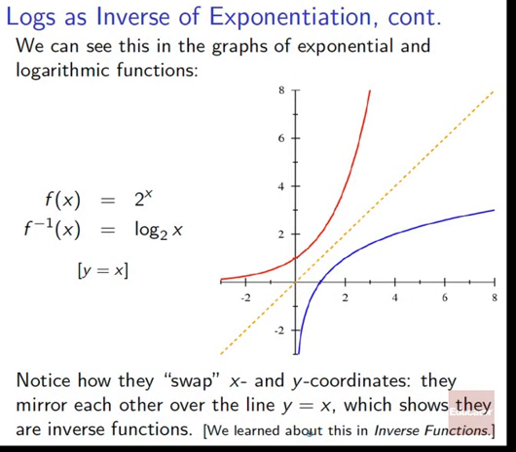We can also see this in the graphs of exponential and logarithmic functions. So if we take two graphs of, say, 2 to the x, that one's in red, and log base 2 of x, we see them like this. And then finally, we also have y equals x in yellow here coming through the middle. Now, remember from our lesson about inverse functions, we know that if two functions are inverses, they mirror each other over the line y equals x. They're swapping x and y coordinates. This shows us that they have to be inverses.